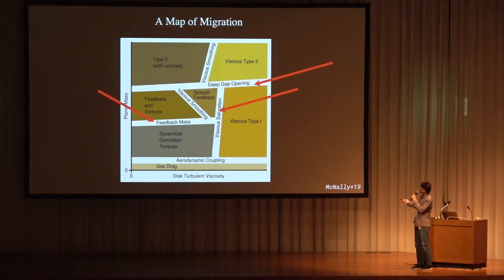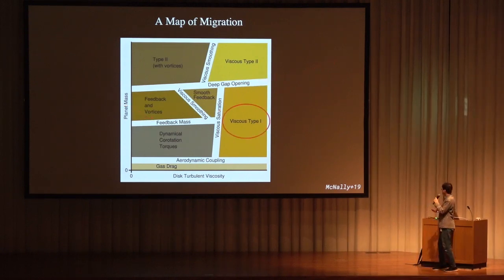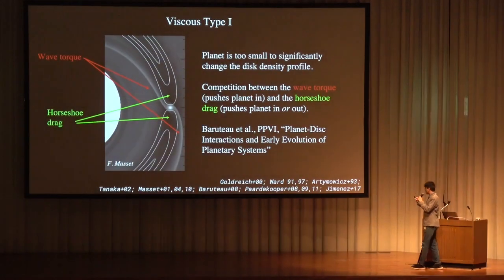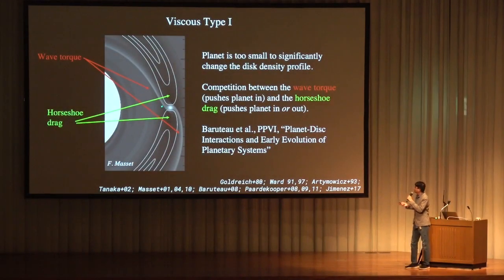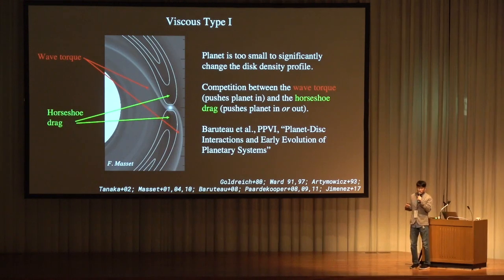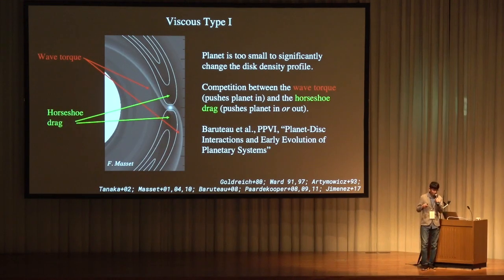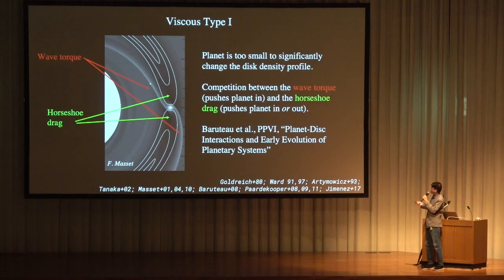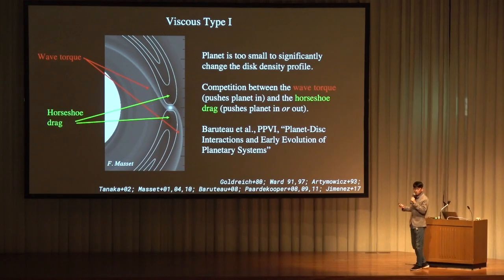So I'm going to start off with the slightly more well-known parts of this parameter space, which is viscous type 1. When you stick a planet into a disk, generally there are two types of interaction with the disk that we need to worry about in terms of planet migration. One is the fact that the planet launches these spiral waves, and there are density enhancements in these waves, so they exert a torque on the planet.